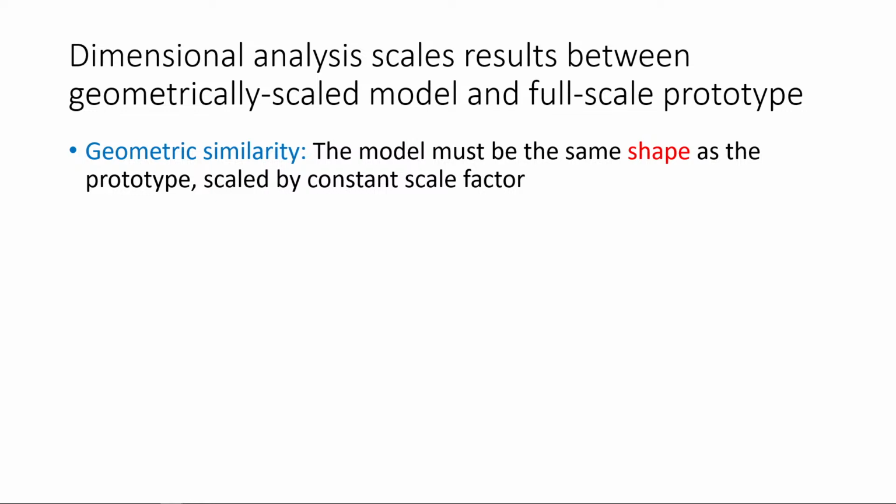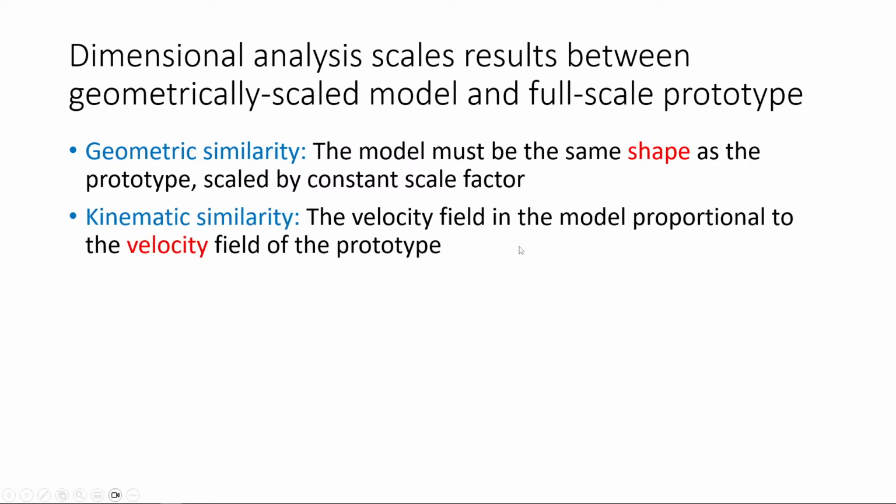Second is kinematic similarity, which has to do with velocity, which means that the velocity at any point in the model flow must be proportional to the velocity at the corresponding point in the prototype. So geometric similarity has to do with length, and kinematic similarity has to do with velocity, something that changes in time, how things are changing in time.